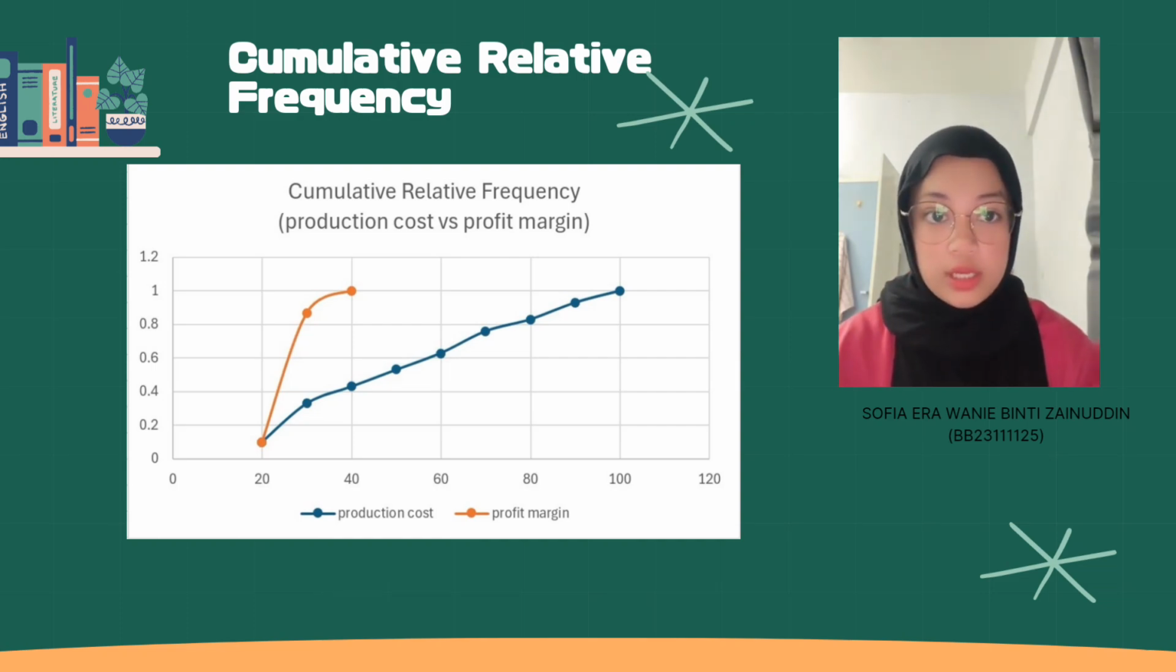These differences are important because they show that profit margins are more limited and focused, while production costs are broader and more predictable. Understanding this helps in planning and decision making. For example, focusing on reducing production costs or increasing profit in the most profitable range could improve overall profit.